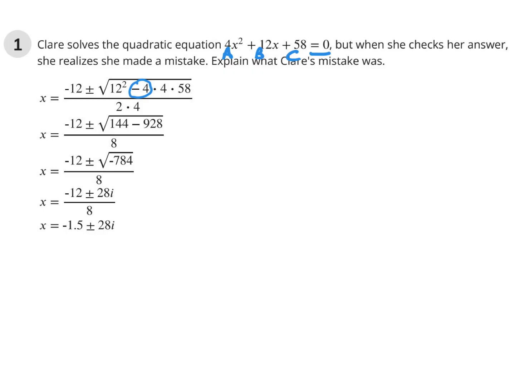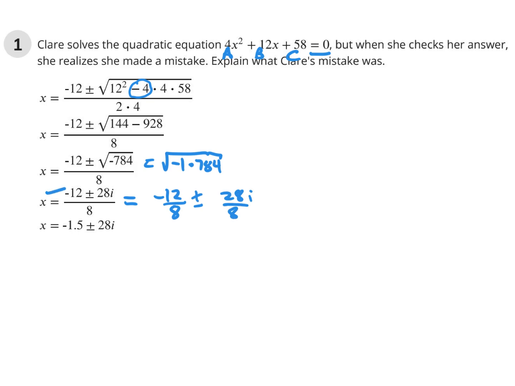The square root of 784. So we're going to separate this into negative 1 times 784. The square root of 784 is 28. The square root of negative 1 is i. So now, when it comes to fractions, we're going to separate the fraction because they have the same denominator, so I can separate the numerator.